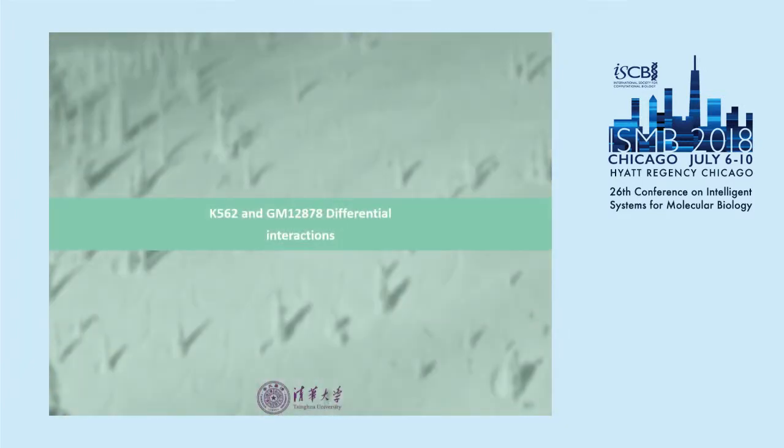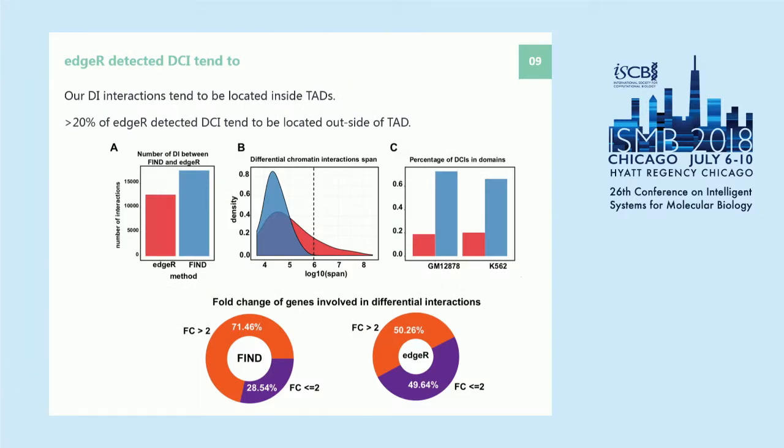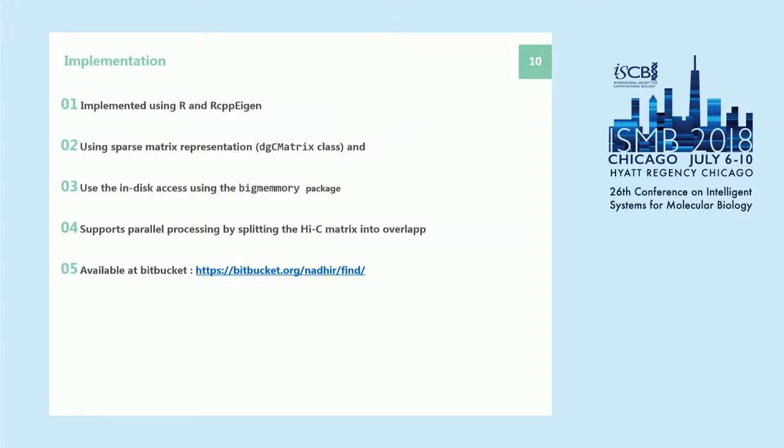We also compared K562 and GM12878, and we show that we can find more differential interactions, and they show a smaller span compared to EdgeR. The majority of them are located in TADs, and they are associated with differentially expressed genes. Because speed is an issue, we tried to improve it. We used Rcpp and Eigen, combined with a sparse matrix representation and in-memory processing of the data, and tried to add some parallelism. Our package is available here.